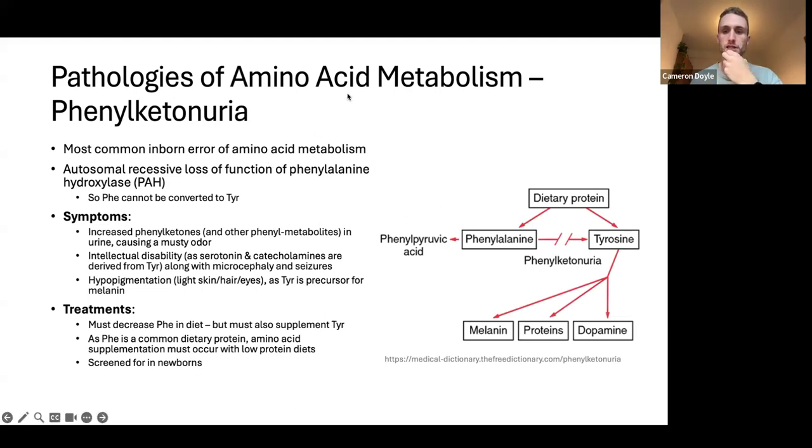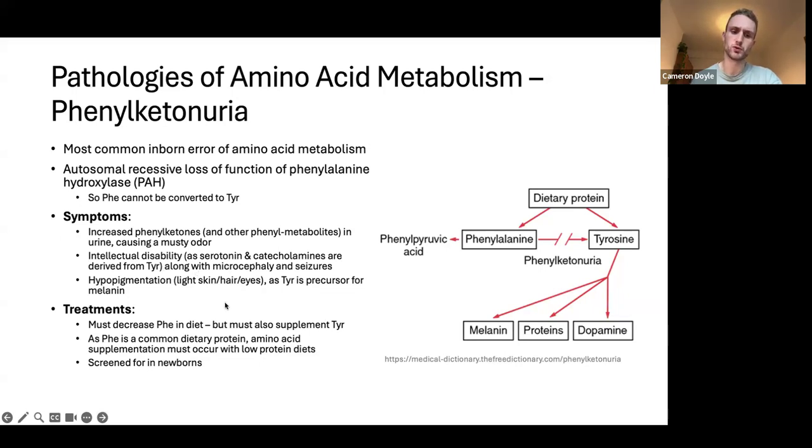So pathologies of amino acid metabolism. So phenylketonuria is the most common error of amino acid metabolism. So this is where you've got an autosomal recessive loss of function of the enzyme phenylalanine hydroxylase, which prevents the conversion of phenylalanine to tyrosine, which is used as a kind of initial substrate for a variety of molecules, including things like dopamine and melanin.